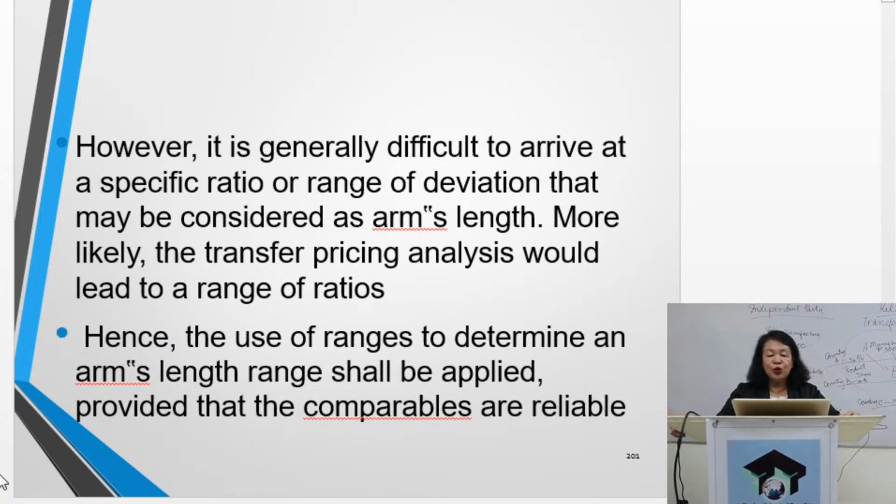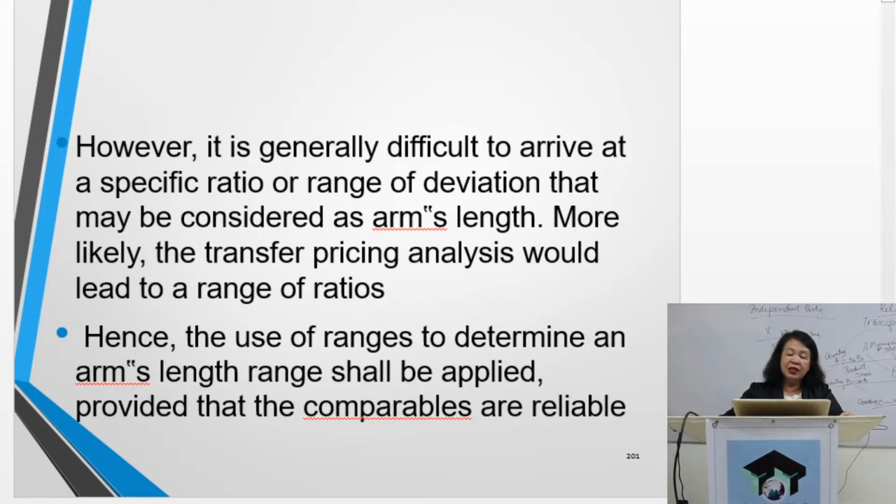It is generally difficult to arrive at a specific ratio or range of deviation that may be considered as arm's length. No? Kasi sa ibang bansa, meron na silang batas na specific sa transfer pricing. Meron na silang prescribed na ratio na deviation pero pasok pa rin. No? Ano yung sa OECD, 25% at saka 75%, pasok pa yan as arm's length. Yung sobrang baba na, below 25% na yung ratio, hindi na siya pasok, kailangan sobrang baba. So may issue na yan. At saka pag sobrang taas naman, more than 75% na yung range, susceptible na rin siya sa audit assessment or audit ng transfer pricing. No?